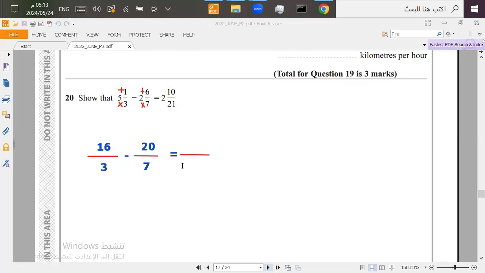Let's write it here. And then I'm going to multiply and add. Multiply this by this. And then add the rest to the numerator. So 21 times 2 is going to be 42. 42 plus 10 is going to be 52. Sorry, 42 plus 10 is 52. Now, I'm going to continue with the question and check. So 42 plus 10 is 52. Yes.